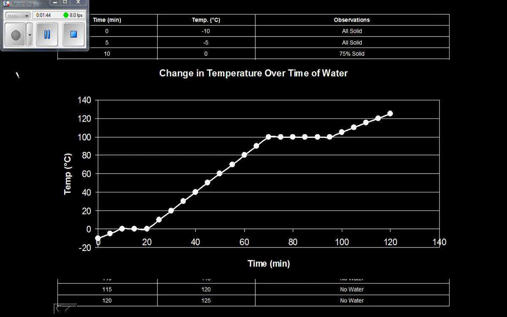Here we see the graph that we were able to create by placing time on the x-axis and temperature on the y-axis. Notice that on this graph we have two flat areas. These flat areas correspond to the melting point of water, 0 degrees Celsius, and the boiling point of water, 100 degrees Celsius.